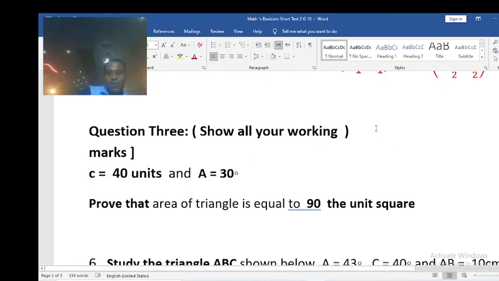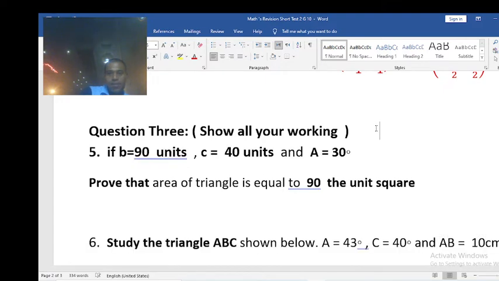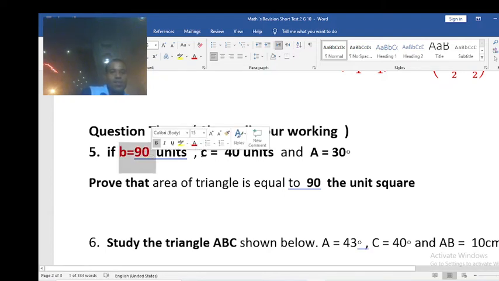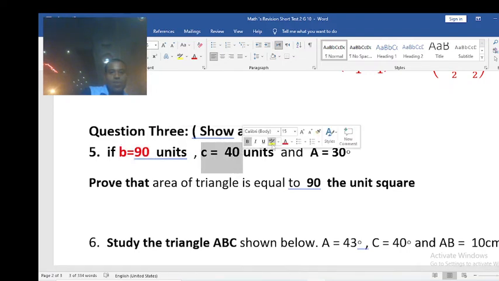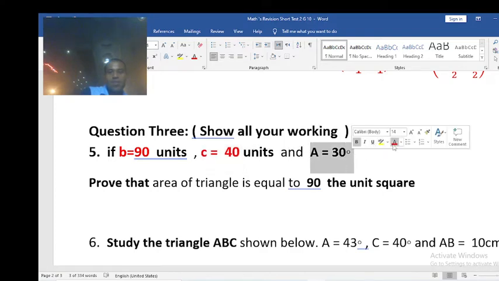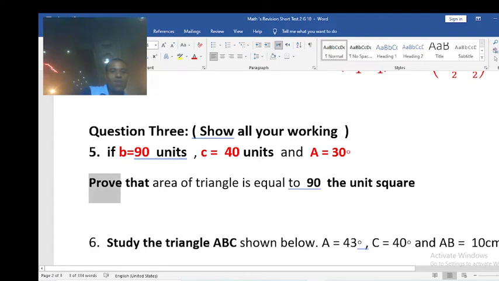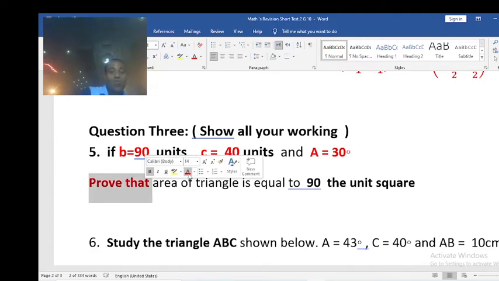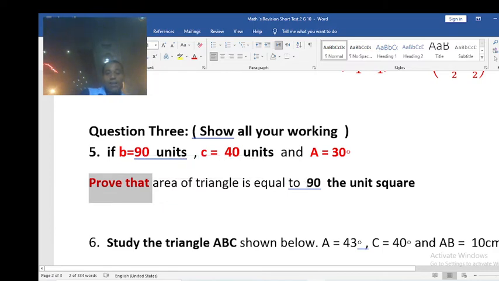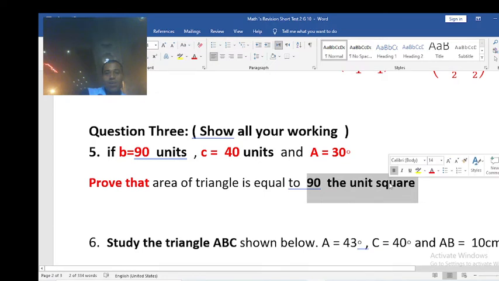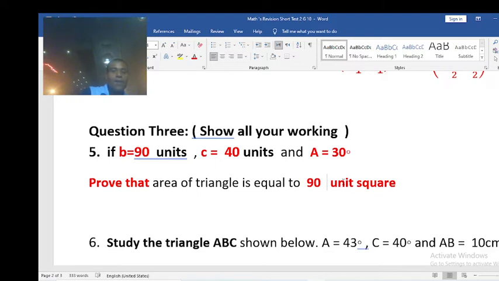Move here, comes here. Okay, question number 5: if B equals 90 degrees, of course, and C is equal to 40 units, centimeter, meter, I don't know, this depends on the question. Prove that the area of this triangle is equal to 900 unit square. Okay, so it's easy.